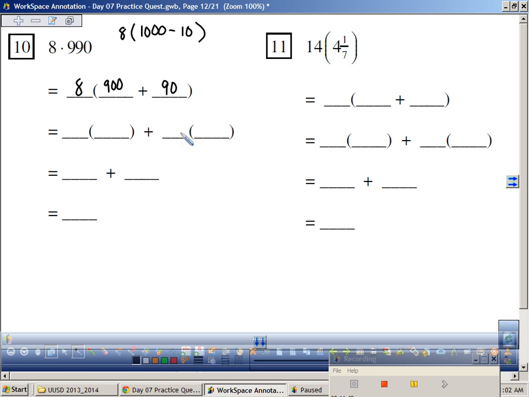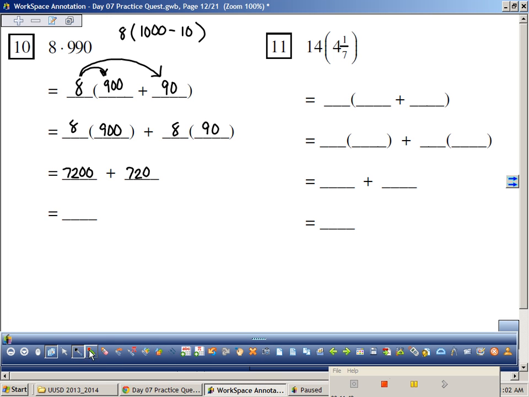So what's this next step going to look like? What's my next step from here to here? This is where we're going to distribute, right? So this is 8 times 900 plus 8 times 90. That's the step where we're actually multiplying now, distributing, right? So now what's 8 times 9? How many zeros am I going to add? 2. What's this one? 8 times 9? 72. How many zeros am I going to add? 1.